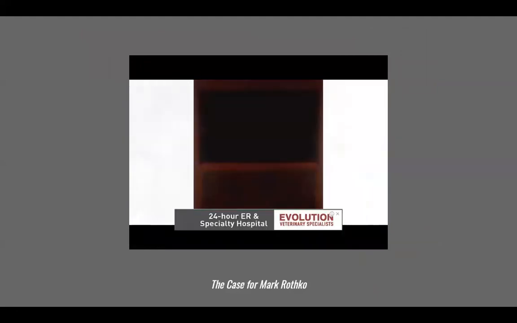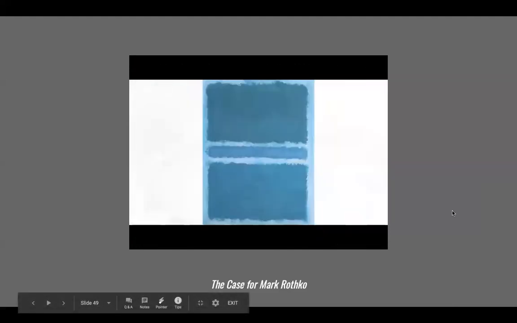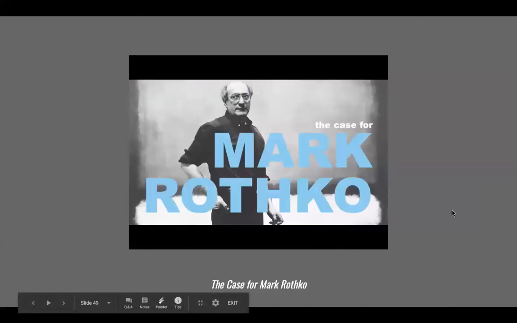You see a painting of a hazy rectangle of color stacked on top of another hazy rectangle of color, and you think to yourself, oh, right, Rothko, I know that guy. But do you know that guy? Why those hazy rectangles? And why should I care? This is the case for Mark Rothko.